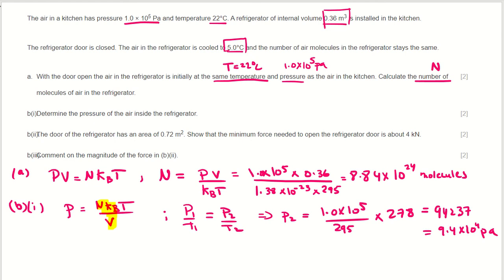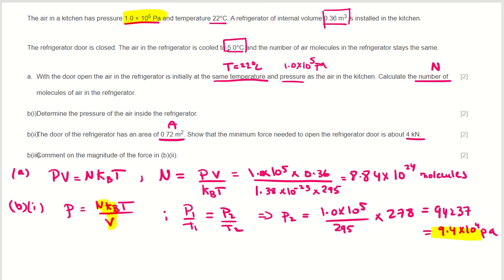So this is the pressure inside, and this is the pressure outside. So that's why the fridge is closed, because if the pressure inside is more than the pressure outside, then the fridge will be opened. Okay, so anyway, let's look at what he's going to ask. BII, the door of the fridge has an area of, so given the area of the fridge, show that the minimum force needed to open the door is this much.